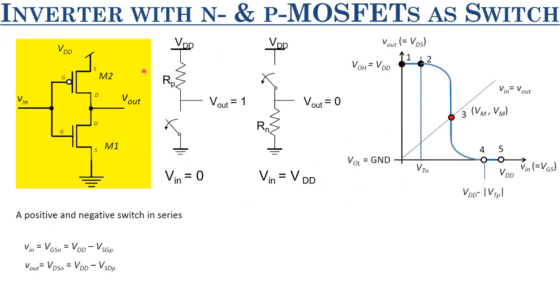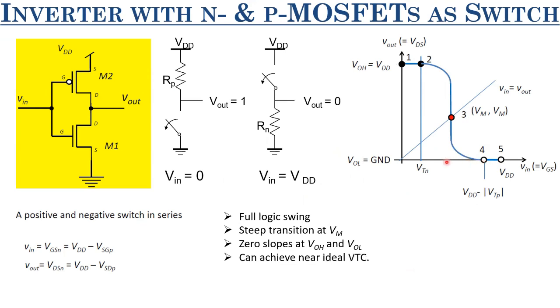So just by looking at this inverter, what we can say is it has got full logic swing because VOH is VDD, and VOL is 0. We have a steep transition because PMOS inherently exhibits a convex kind of characteristics, and we have 0 slopes at VOH and VOL, and then we have a high slope in between. So this is something which is very close to the ideal, I would say, ideal inverter.